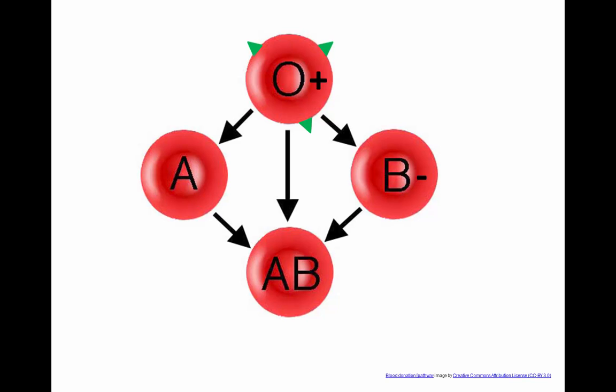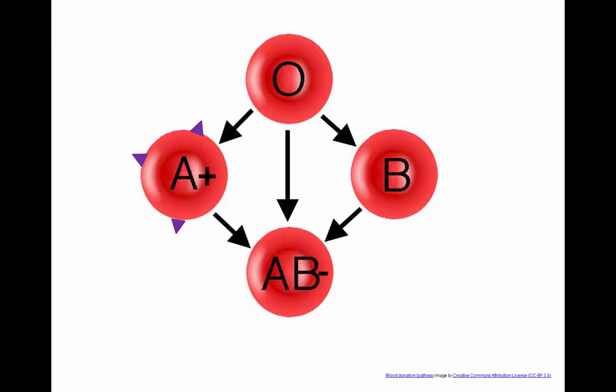But what if the recipient is type B negative and it's to receive the type O positive blood? The first transfusion will not cause a reaction because type B negative blood does not normally carry the anti-Rh antibodies. But after this first transfusion, type B negative blood will begin to produce the anti-Rh antibodies that will agglutinate Rh antigens in any subsequent transfusions.